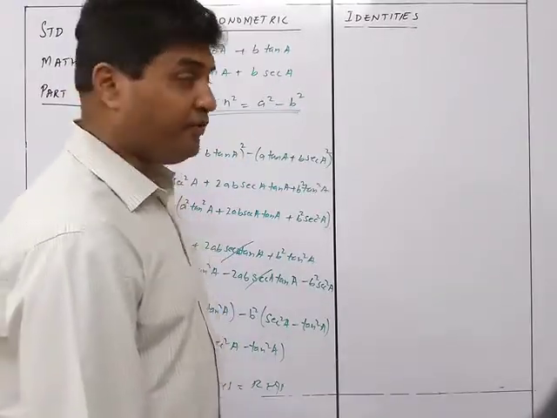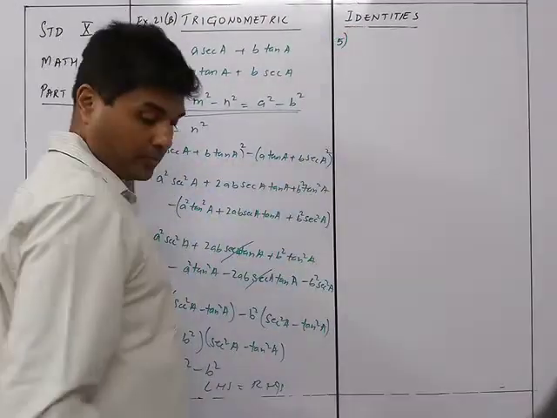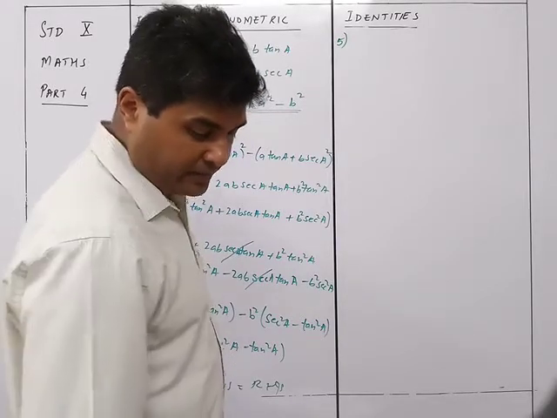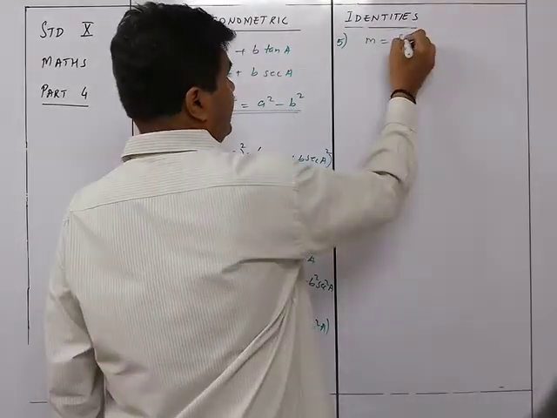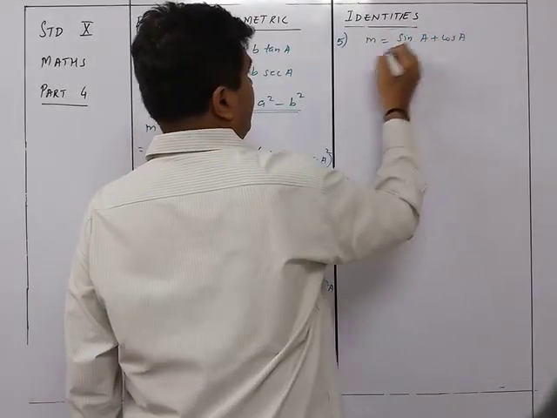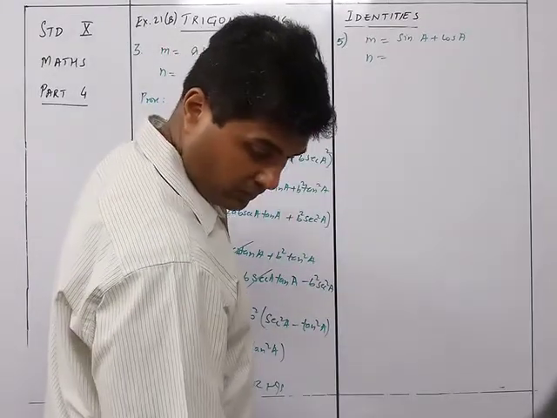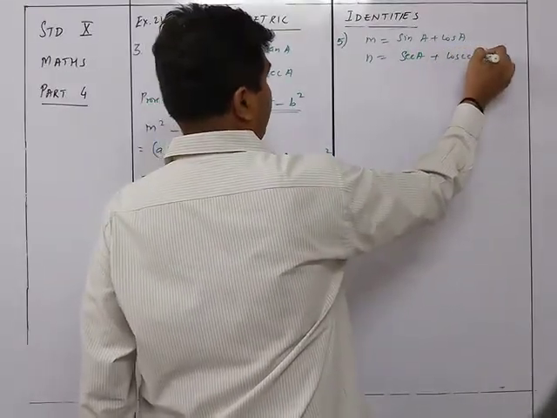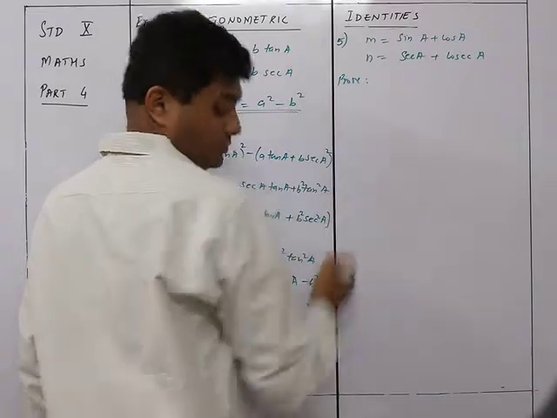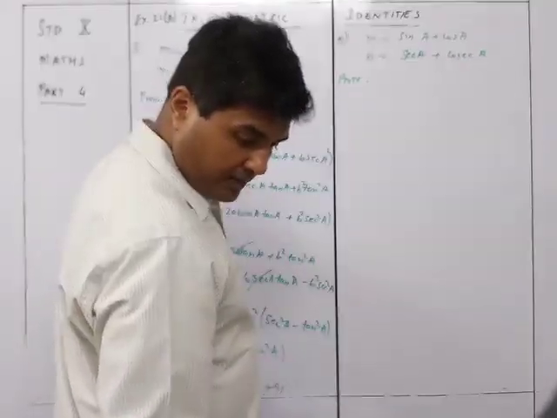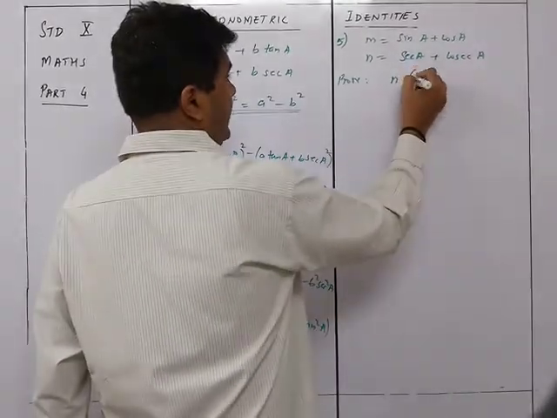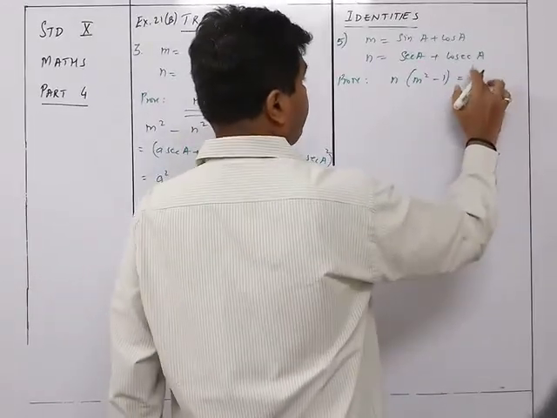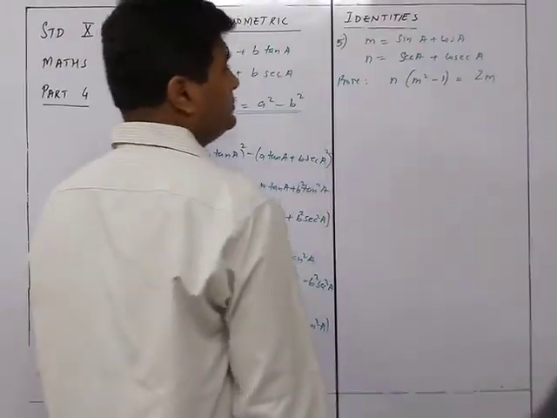Now we move on to sum number 5. Sin A plus cos A is equal to M and sec A plus cosec A is equal to N. So M is equal to sin A plus cos A and N is equal to sec A plus cosec A. You need to prove that N into (M square minus 1) is equal to 2M.